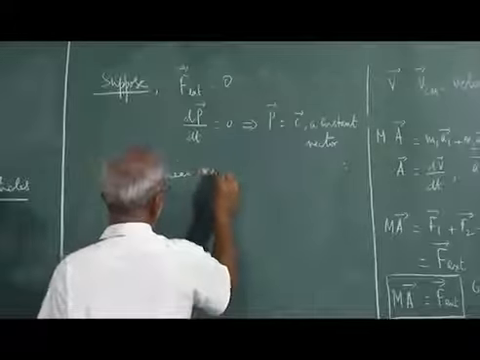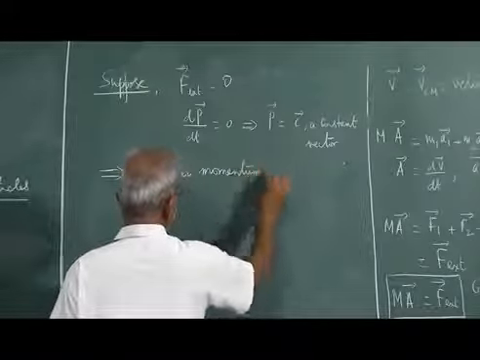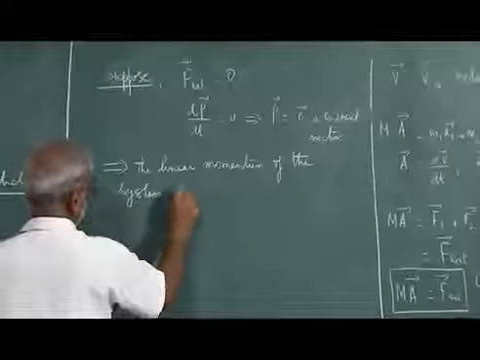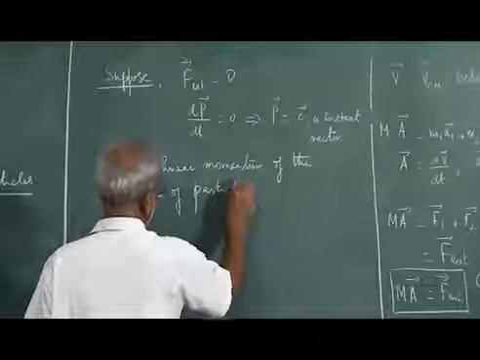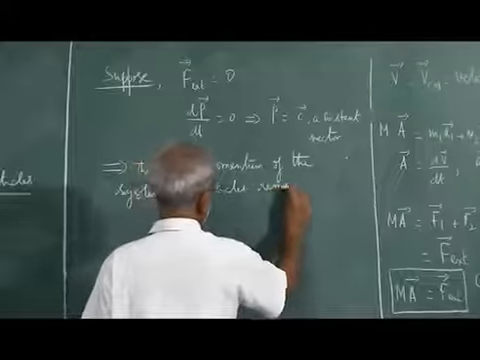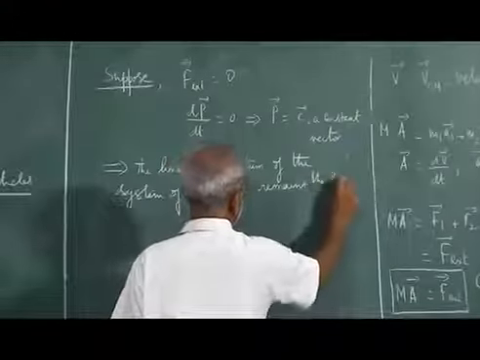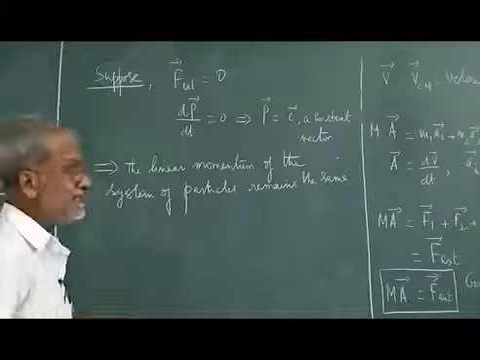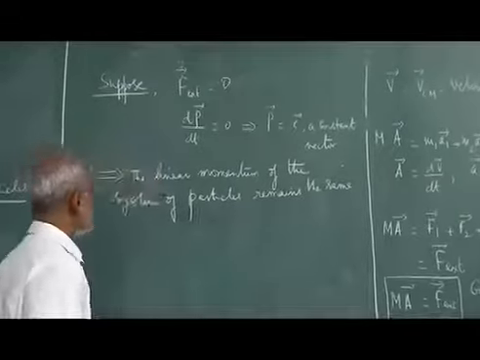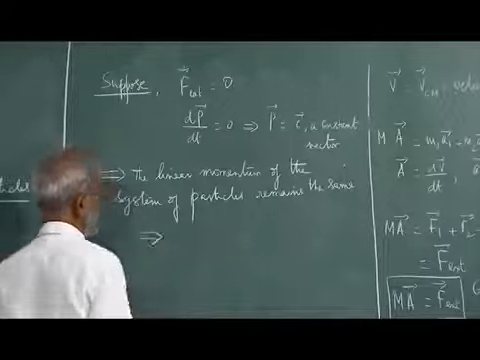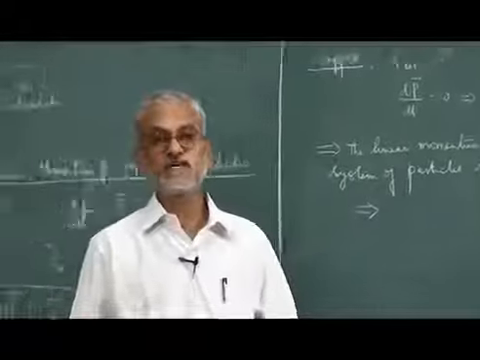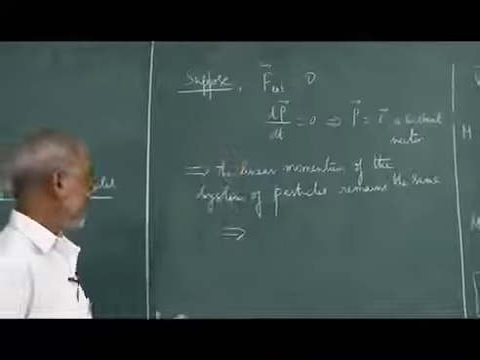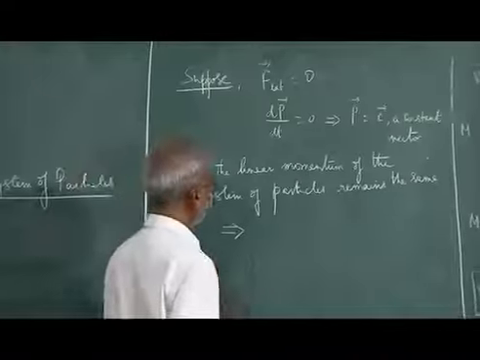This means the linear momentum of the system of particles remains the same as time progresses. This is what you call a linear momentum being a constant of motion. So, for a system of particles which are not subjected to external forces, the center of mass moves such that the linear momentum capital P is a constant of motion.